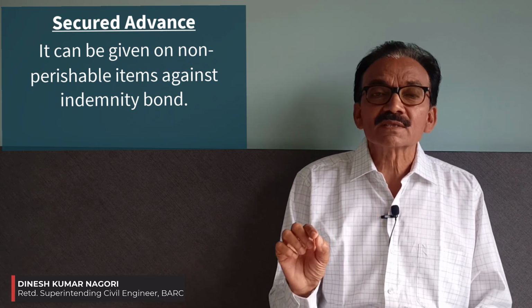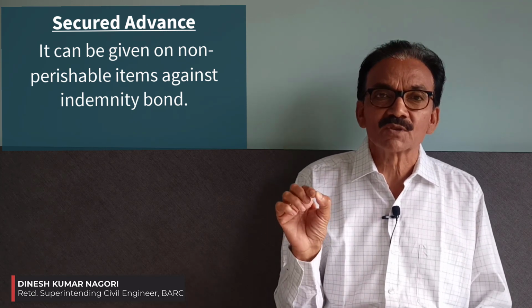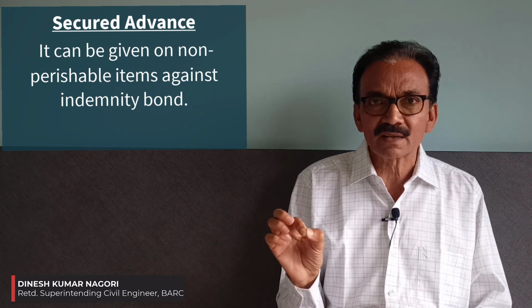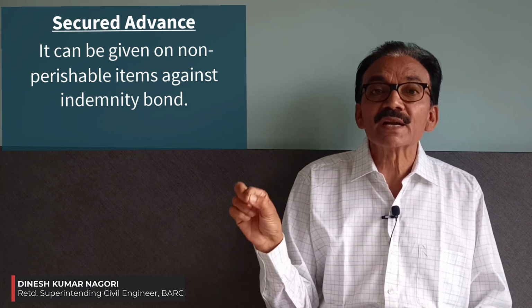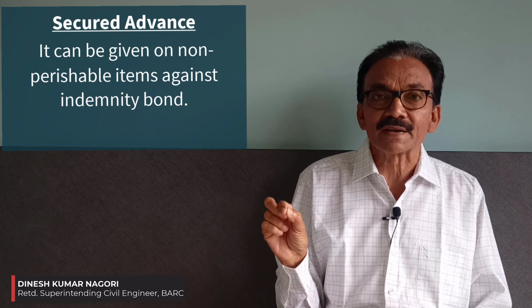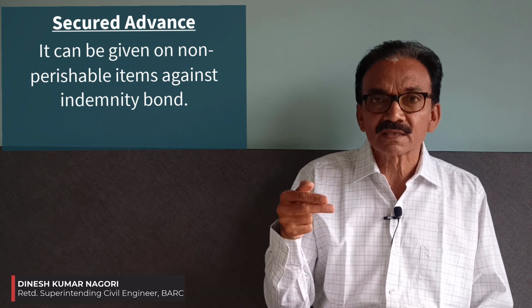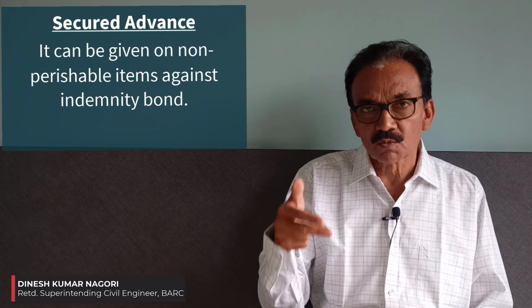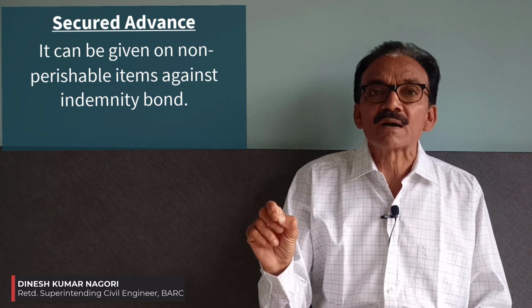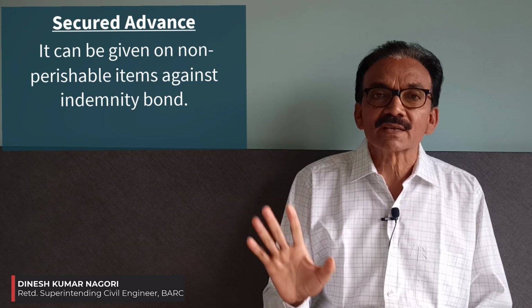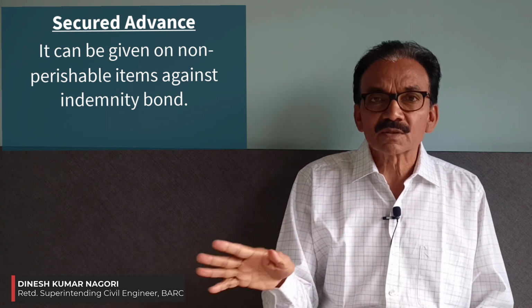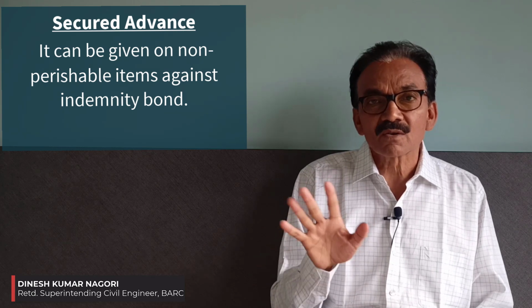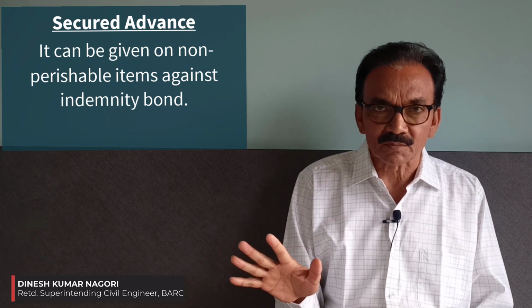So secured advance to the tune of 75% of the material value as per market, or the component of material in the quoted rate which he has quoted for this particular item. You have to see both the rates, and the lowest of the two, whichever value comes, at that rate you can give him secured advance on material. That is given on non-perishable, non-fragile, non-combustible items, they can be given. This is one category.